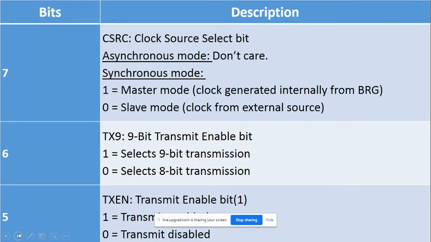Next one is bit number 5. Bit number 5 is TX enable, that is the transmit enable bit. Here 1 means enable the transmission process and 0 means disable the transmission process. So with the help of this bit we are controlling, enabling and disabling the transmission process. In our practical you must set this bit as 1 to enable the transmission process.